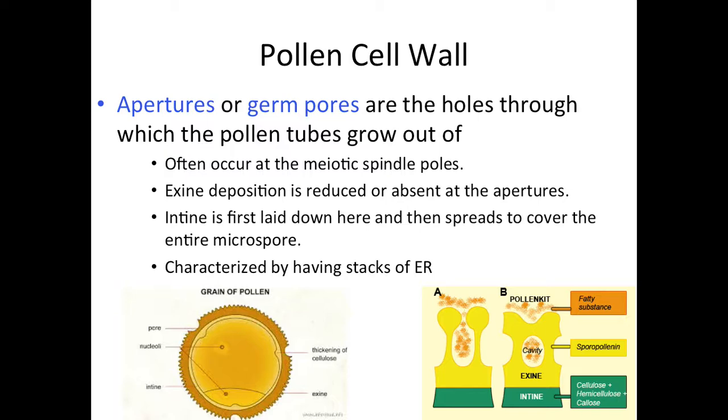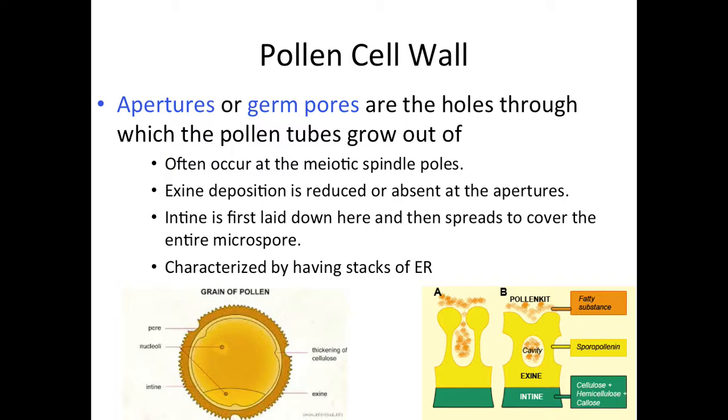Oftentimes, the apertures are laid down at the meiotic spindle poles. Where the spindles would arise from during meiosis of the microsporocytes, that's where the germ pores end up. And this is one of the reasons why it's also believed that it's the microspore that kind of dictates how the ornamentations of the exine are determined.